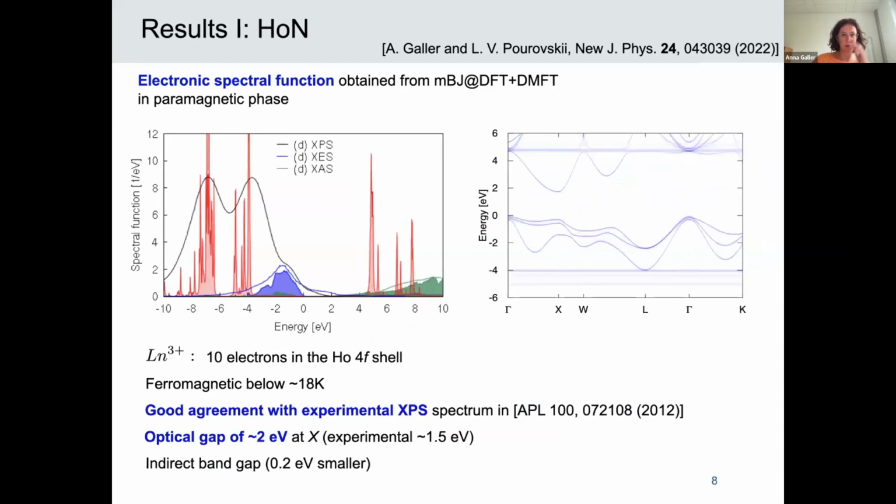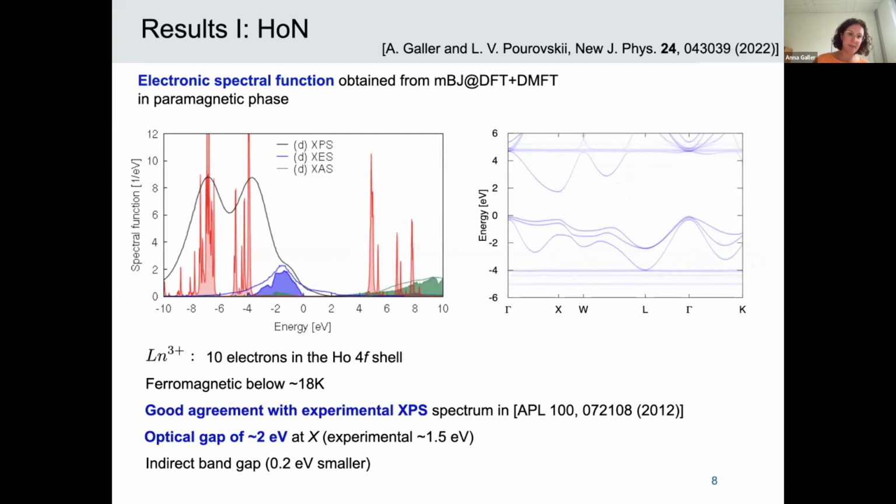Then I also show you results. So we did calculations for a whole series of these rare earth mononitrides. And here I show you results for holmium nitride, which has a more than half-filled 4f shell. So holmium 3+ has 10 electrons in the 4f shell. It's again the k-summed and the k-resolved spectral functions.